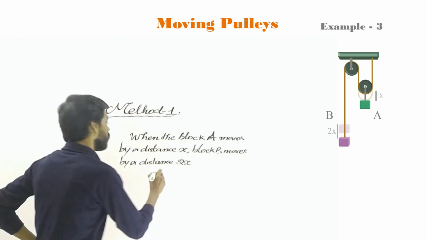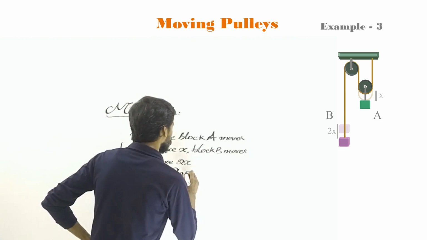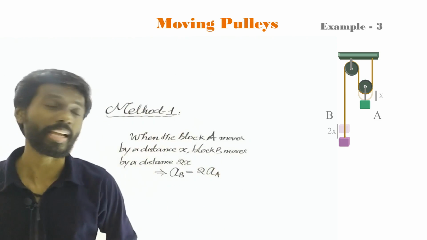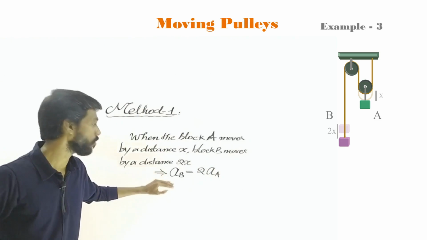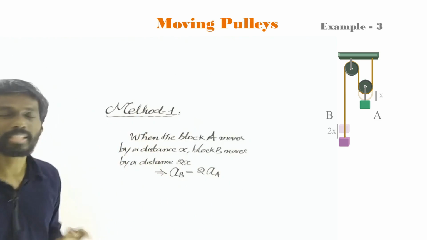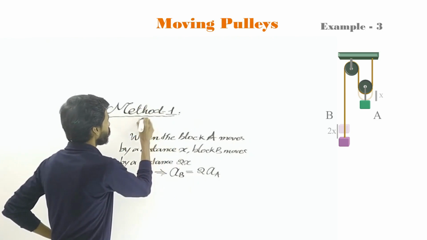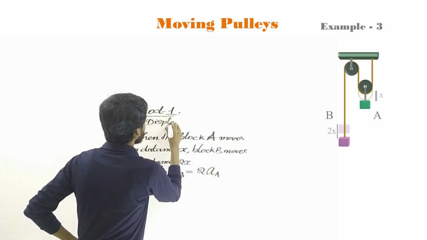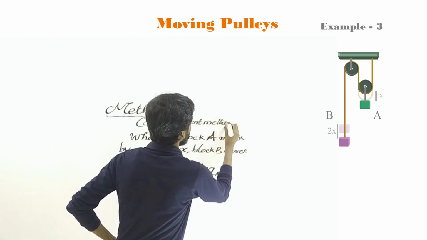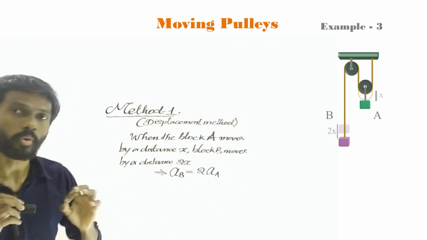So that means the acceleration of the block B is twice the acceleration of the block A. So that is the relation between these accelerations. This is one of the methods of finding the relation between these two objects. We will call these methods by some names so that we can easily refer to them later on. This first method, we call it the displacement method, using displacement. This is one of the methods which can relate the acceleration of the objects involved in the question.